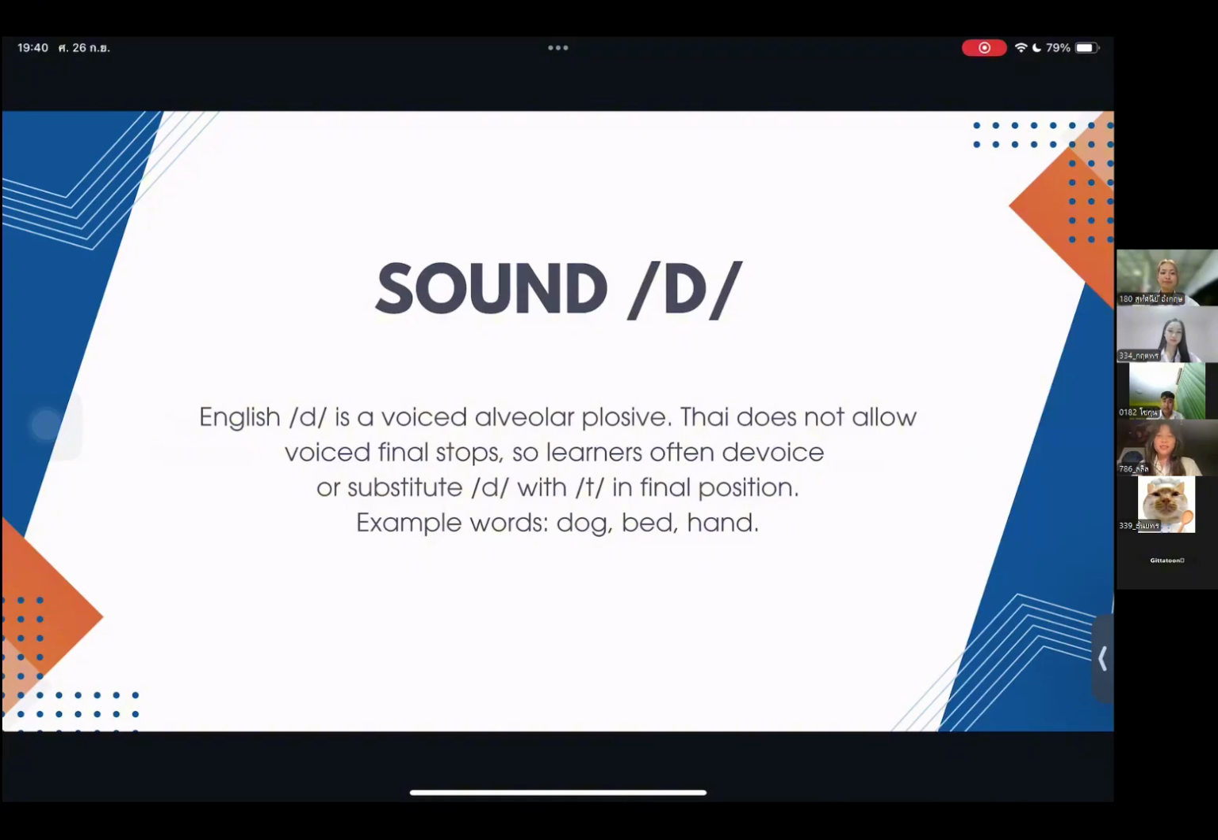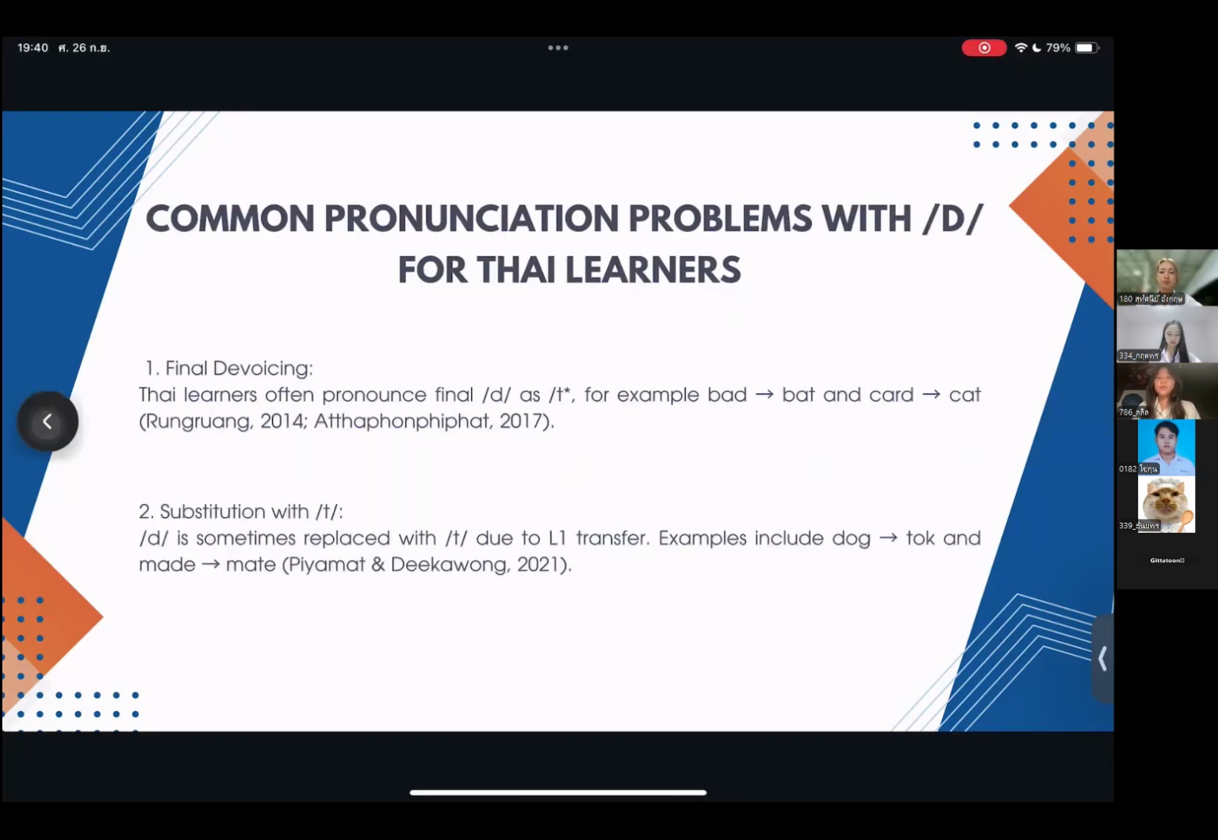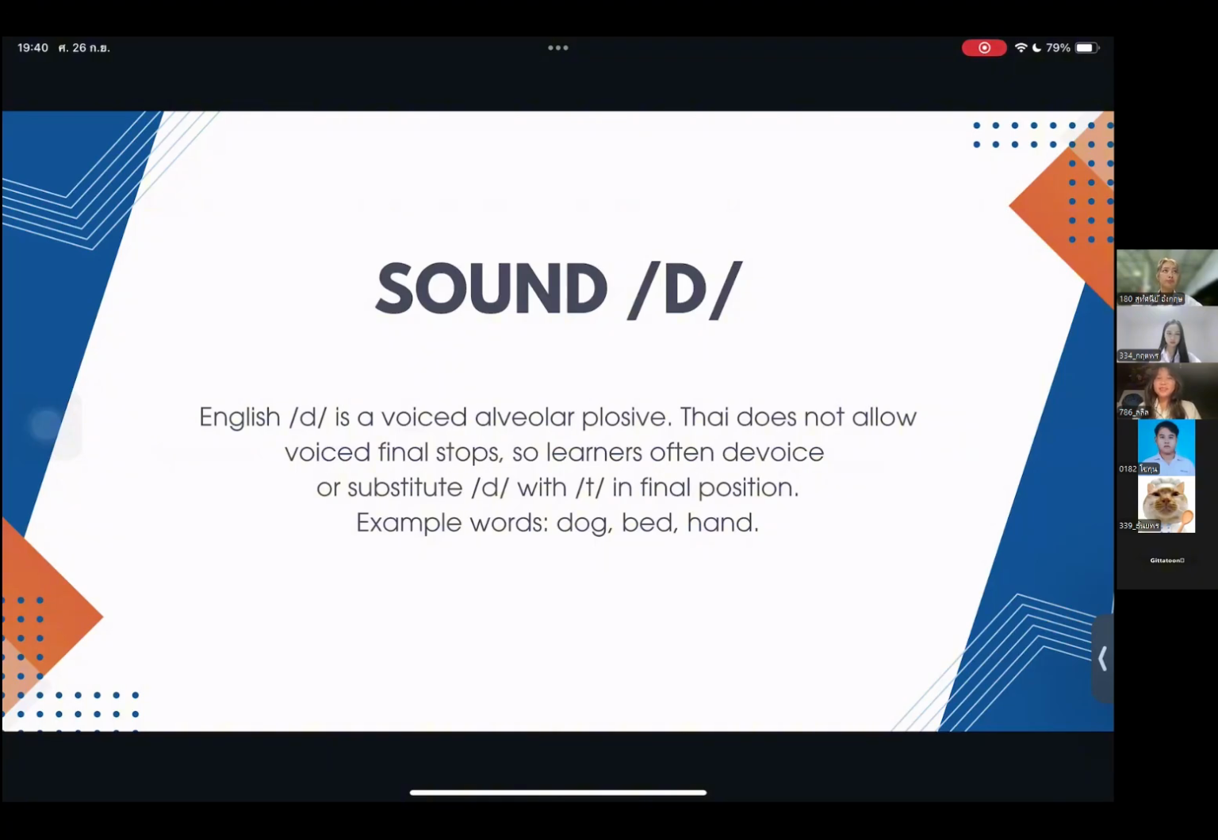Now, let's look at the sound D in Thai. In Thai, D only occurs at the beginning or middle of a word, but never at the end. In contrast, English uses D in all positions, including the final position, which often marks the past tense, like "chord" and "played." As a result, Thai learners usually devoice final D into T, or they delete it completely. For instance, "bad" may sound like "bat," or "mix" may become "mic."